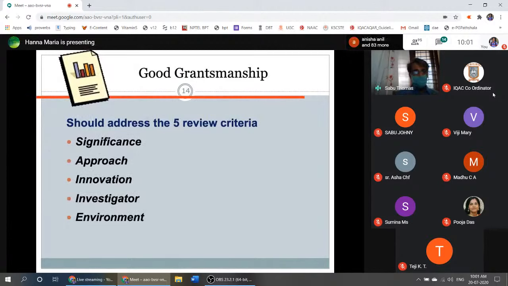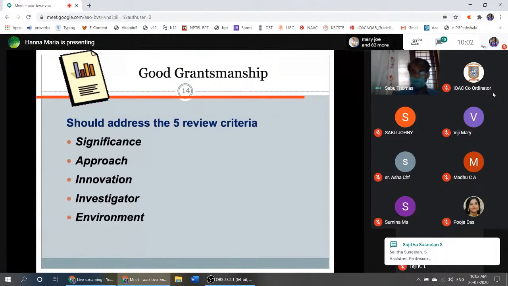What are the review criteria? You see, when a project is sent for review, some questions are always asked by reviewers. They always look at what is the significance of the project? What is the approach you have introduced? What is the methodology you have introduced? What is the innovation? Is it something new to the advancement of knowledge? The capability of the investigators is very, very important.